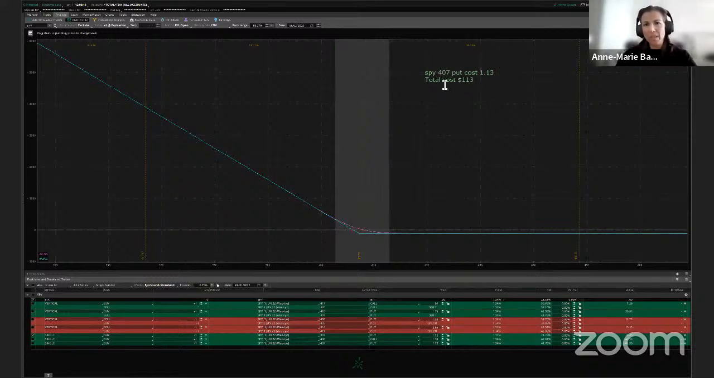All right, so this is a SPY put. Now, when the put gets bought, lower prices will always be to our left, higher prices will always be to our right when you're looking at a risk profile. So when you buy the SPY 407 puts, if you buy one of them, it's going to cost $113.